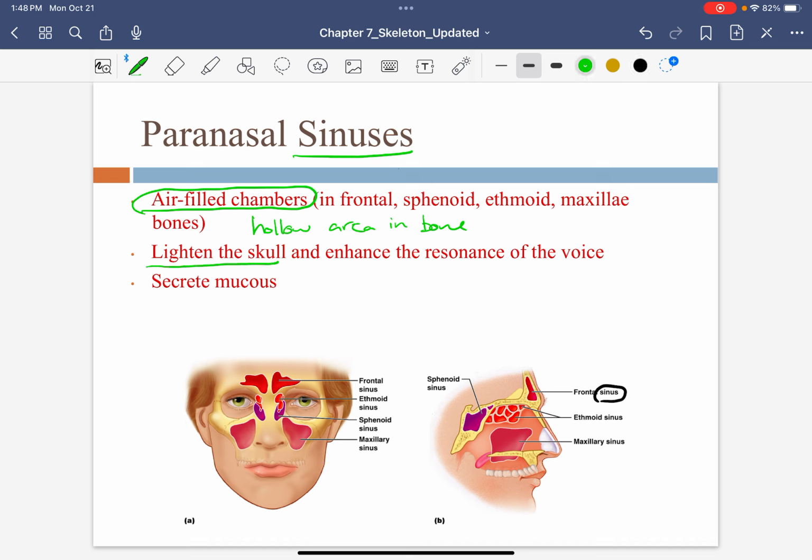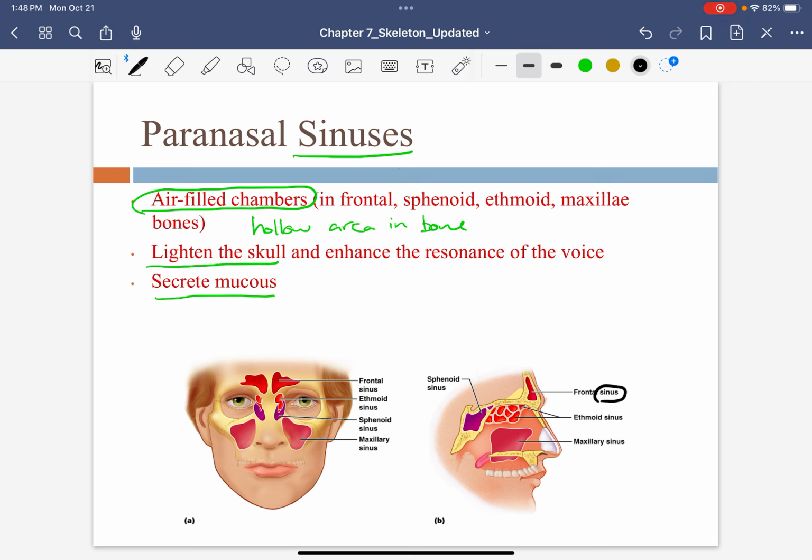We don't want our skull to be very heavy because we have to rest a big skull on a tiny little occipital condyle on one little vertebra. So it lightens the skull. And it also secretes mucus, which can help with filtration.